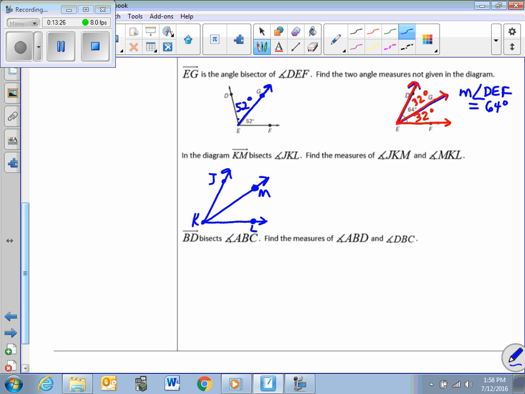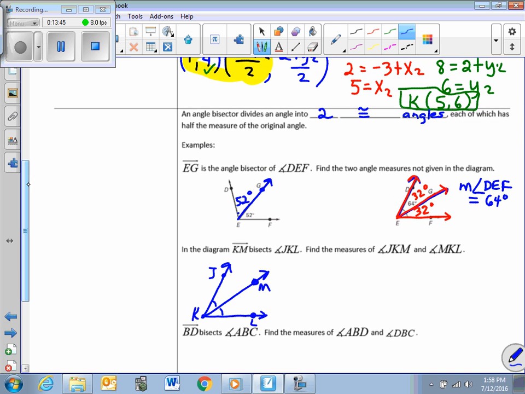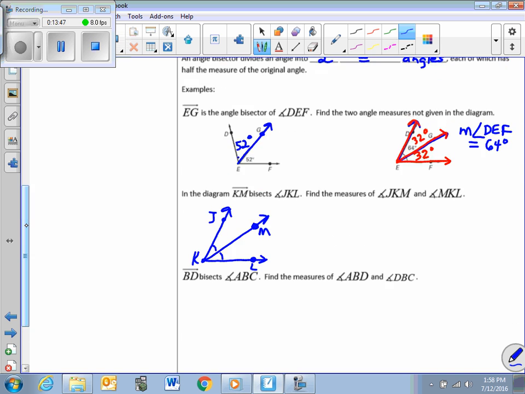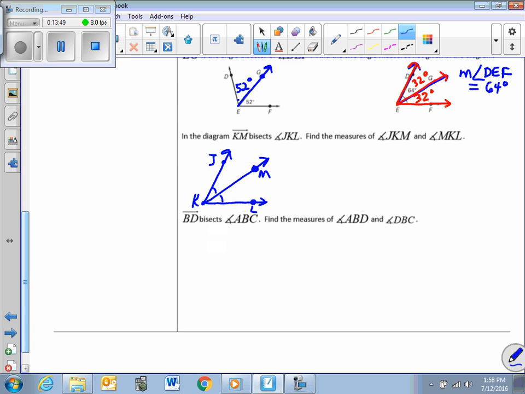bisects that angle. Find the measures of angle JKM, so that would be that one, and the measure of MKL, that would be that one. Well, I know they're congruent. Okay, I'm a little confused here. I think our diagram is missing. I think in both of these cases our diagrams are missing, so let me just make up a number.